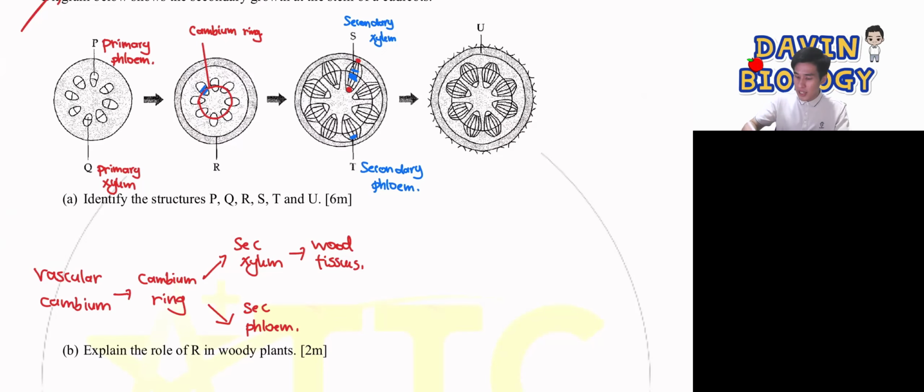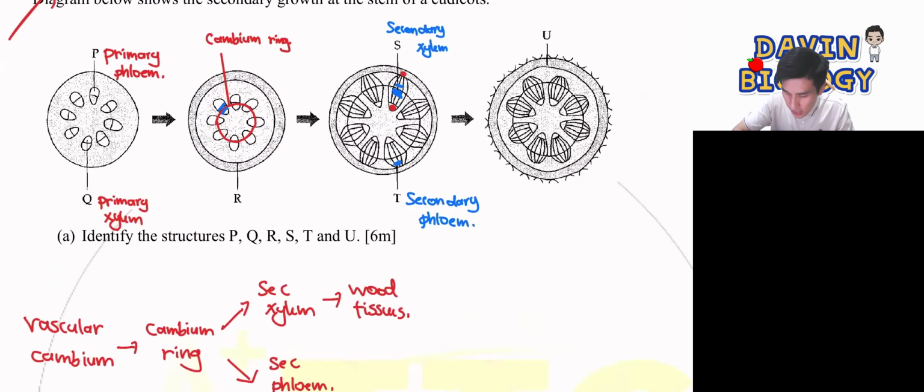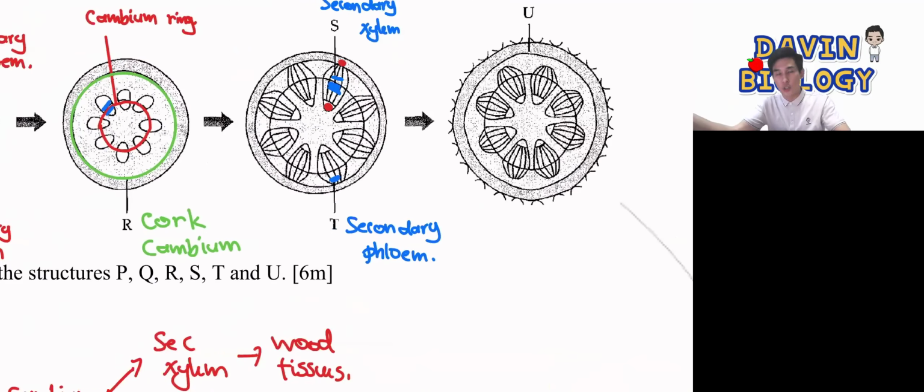Now the second ring, which is outside, the one pointing at R. This one is called C-O-R-K, spell properly, cork cambium. Now what does this thing do? Same. It's going to undergo mitosis inwards and outwards to form one inner new tissue and one outer new tissue. So what are this outer and inner tissue that they form?